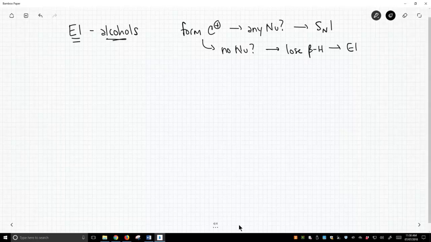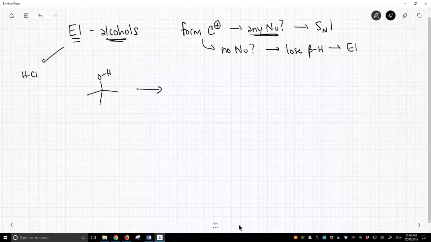So remember, we're going to do this reaction on an alcohol. So we have to protonate our alcohol. And let's draw one. We need to protonate this alcohol and yet not have any nucleophiles around. That means we can't use, for the E1, we can't use acids like HCl because that forms Cl-.